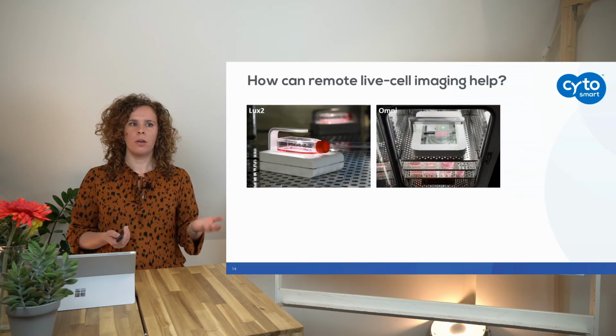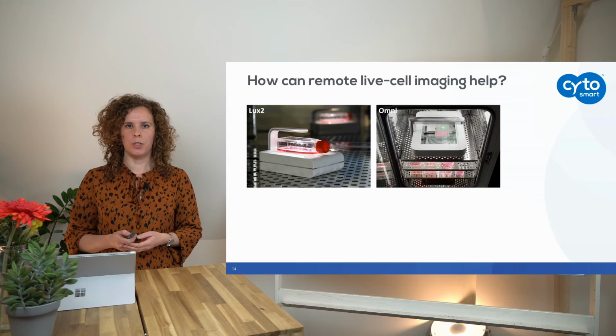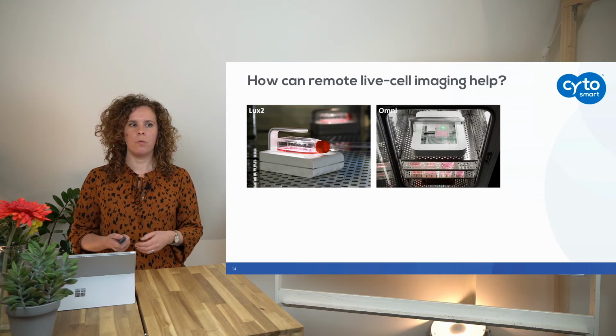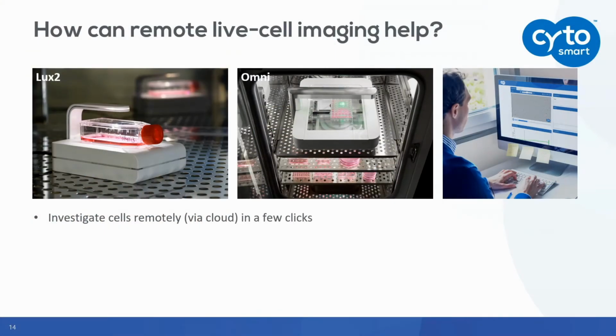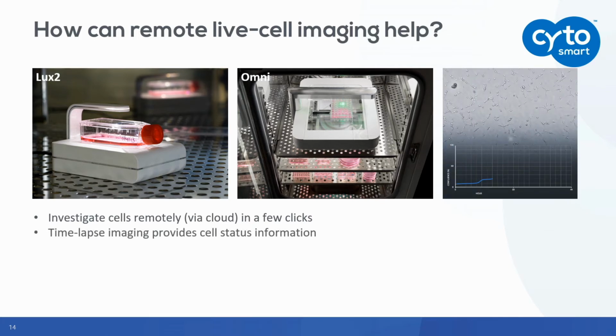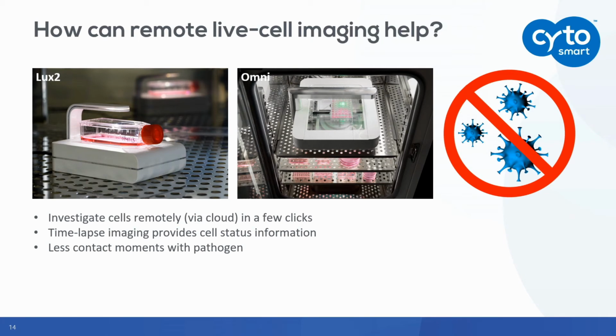So how can the Lux 2 and the Omni help in this situation? Well, first of all, we can investigate the cells remotely via the cloud in just a few clicks. So in this way, you save a lot of time and effort. Also, time-lapse imaging provides them information about the cell status, so they know when their cells are ready for an experiment. Next to this, they have fewer contact moments with the pathogen because our devices are sending all the images to the cloud, so they don't need to enter the lab.